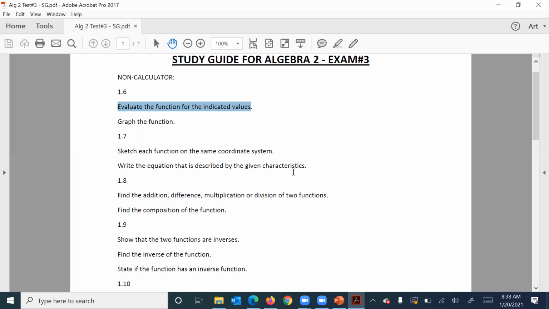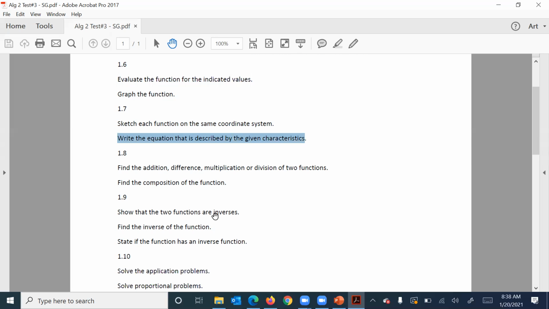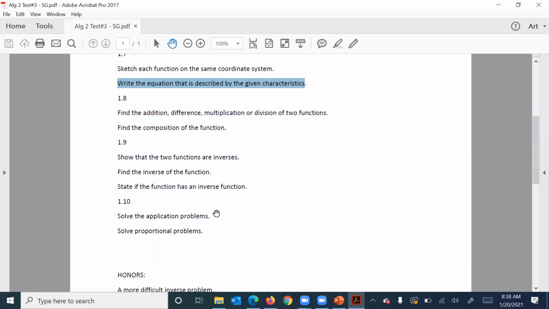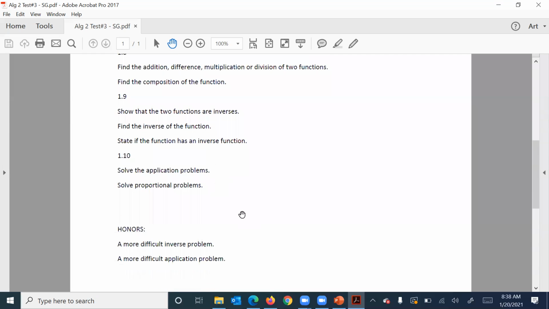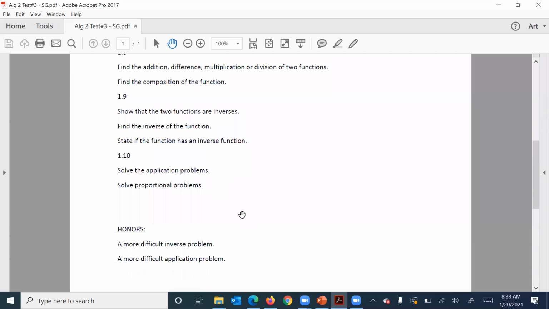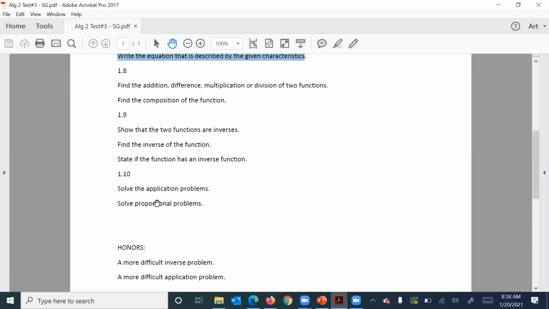Okay, so that's the graphing piece. Then can you write the equations for the piece and give the characteristics? So one verbal, one graphical. All right. Any other questions on this one? Going once, going twice. And the honors, I'll have a more difficult inverse problem and a difficult application problem. Remember, 1.10 is some application problems as well as those proportional problems.